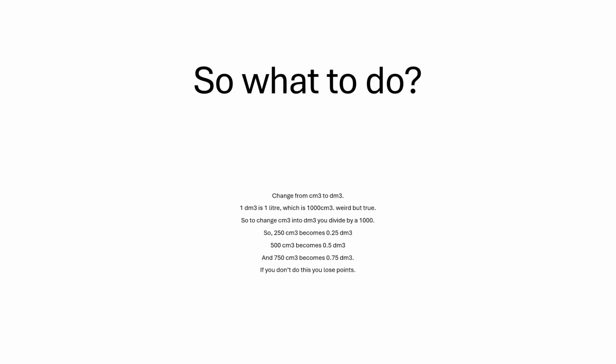So for example, 250 centimeters cubed, divide that by 1,000 is 0.25. 500 centimeters cubed, and if you want it in dm cubed, that is divided by 1,000, that is 0.5. 750 cm cubed, divide by 1,000, that's 0.75, and so on. If you don't convert it from centimeters cubed into dm cubed, you will lose your points.